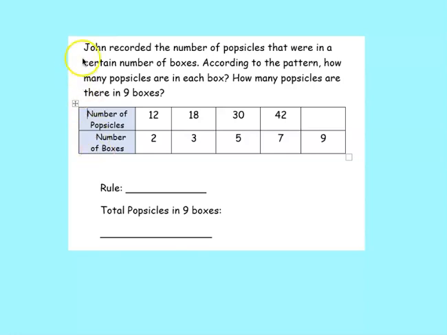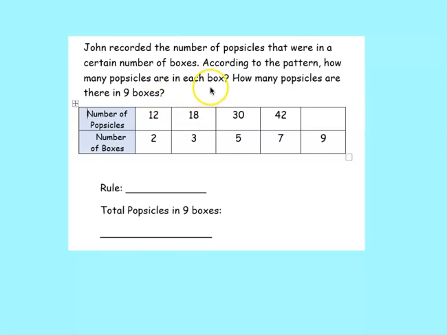So let's look at our problem right here. It says John recorded the number of popsicles that were in a certain number of boxes. According to the pattern, how many popsicles are in each box? Oh, there's a second question. How many popsicles are there in 9 boxes?